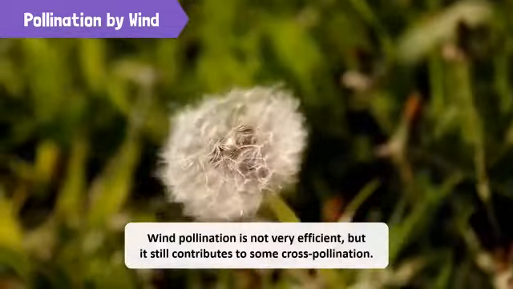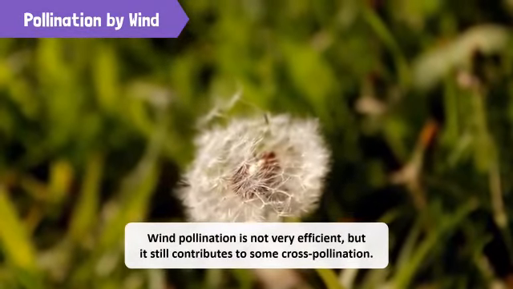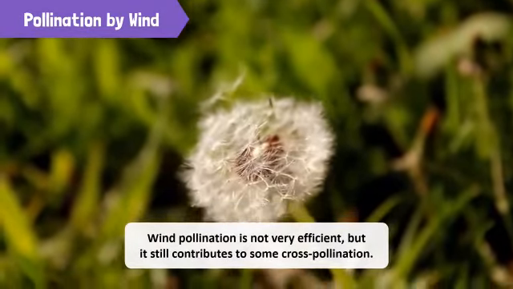Well, such flowers are pollinated by the wind. Wind pollination is not very efficient, but it still contributes to some cross-pollination. Grass, for example, is pollinated by the wind. Water also helps in pollination. Pollen grains can be carried by water currents to other aquatic plants. Most water lilies and lotus are pollinated by water.